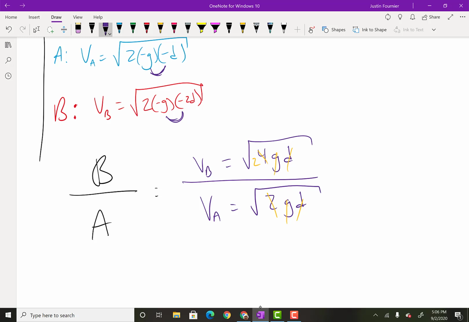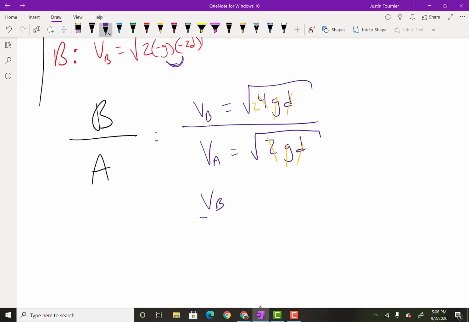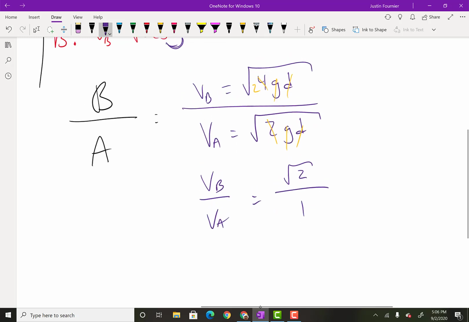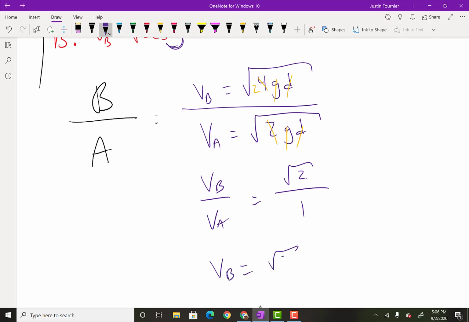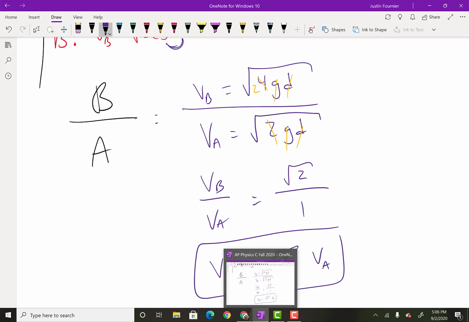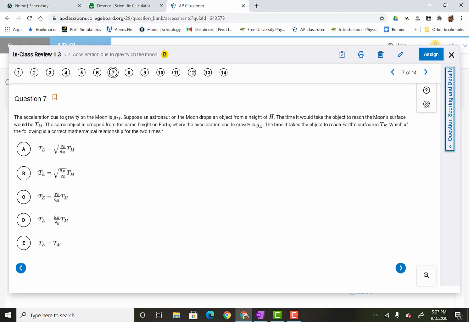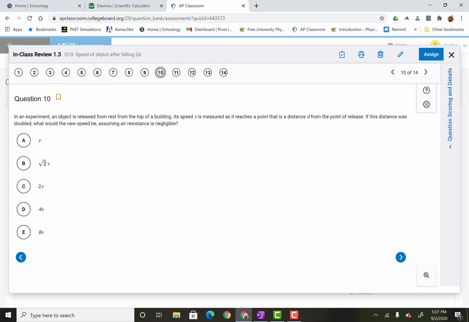So what am I left over with? I'm left over with VB over VA equals the square root of 2 over the square root of 1, which is just 1. So I can multiply VA to both sides, and I get VB equals a factor of the square root of 2 times VA. So VB is going to be not double, but the square root of 2 bigger than VA. And so that answer is B.